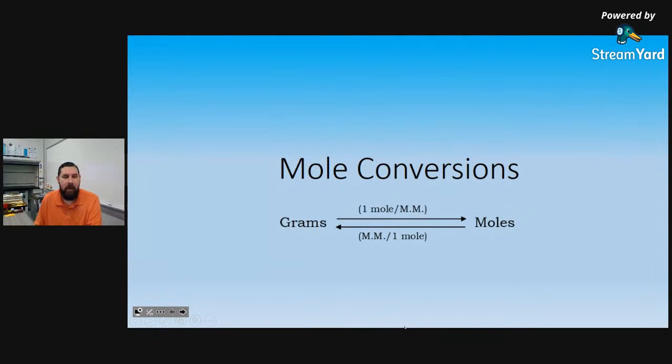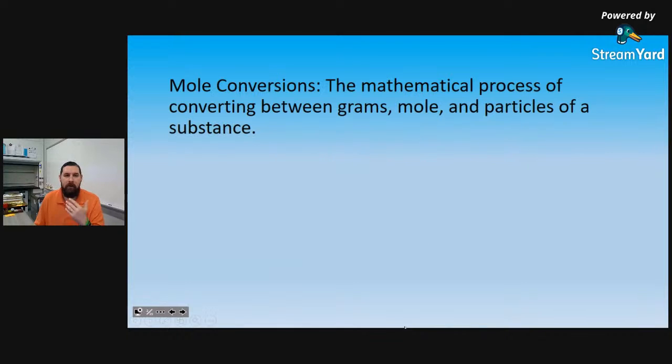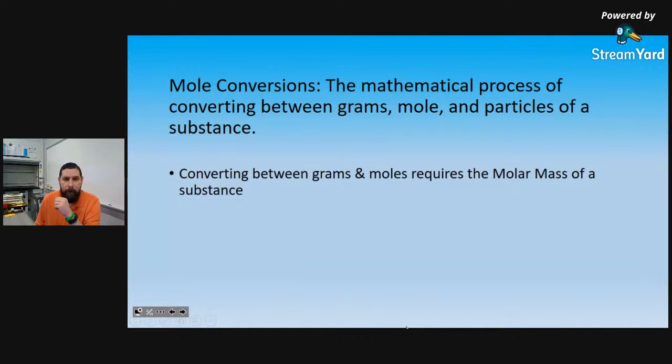So in talking about mole conversions, the first thing that we need to do is discuss what mole conversions actually are. In chemistry, mole conversions are simply the mathematical conversions between grams, moles, and particles of a substance. We can convert grams to moles, moles back to grams, moles to particles, particles back to moles, all the way to particles, and then particles all the way back to grams. This specific video is going to be the first in a series of 3, and we're going to focus simply on the grams to moles and moles back to grams type of conversion.